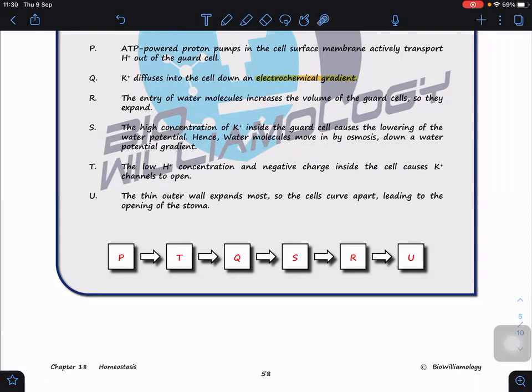Okay, so what will happen here is, when K plus diffuses in, right down, this is by facilitated diffusion.